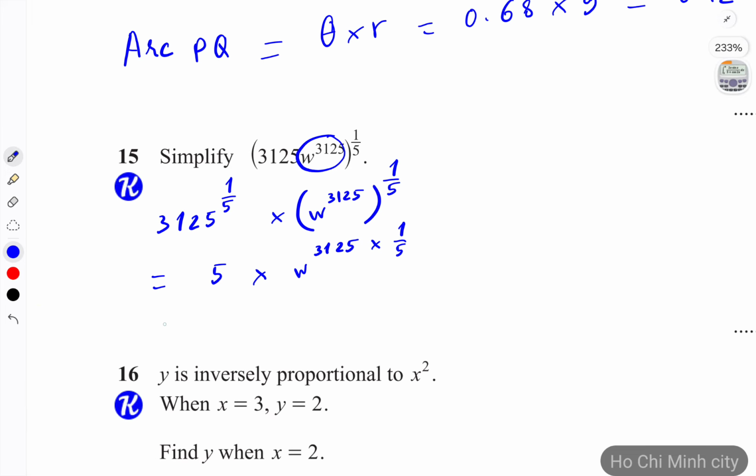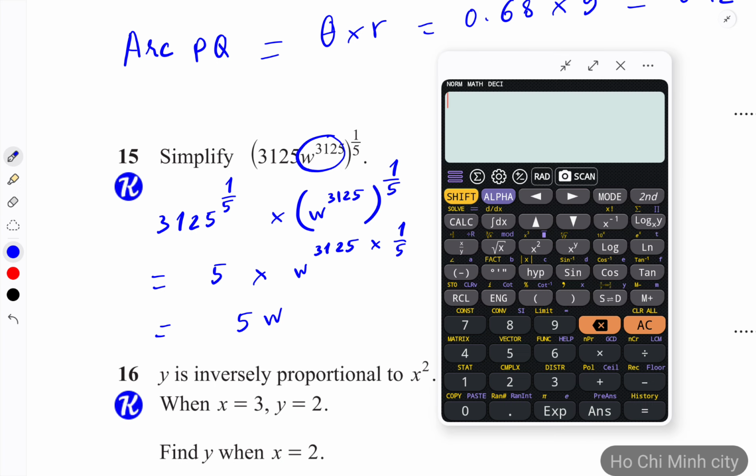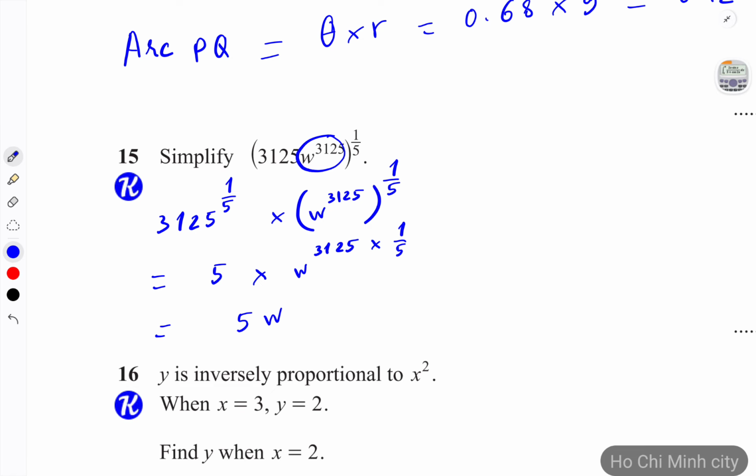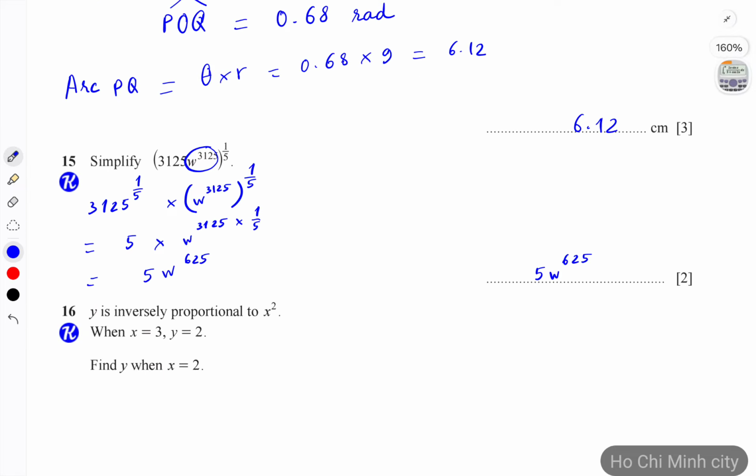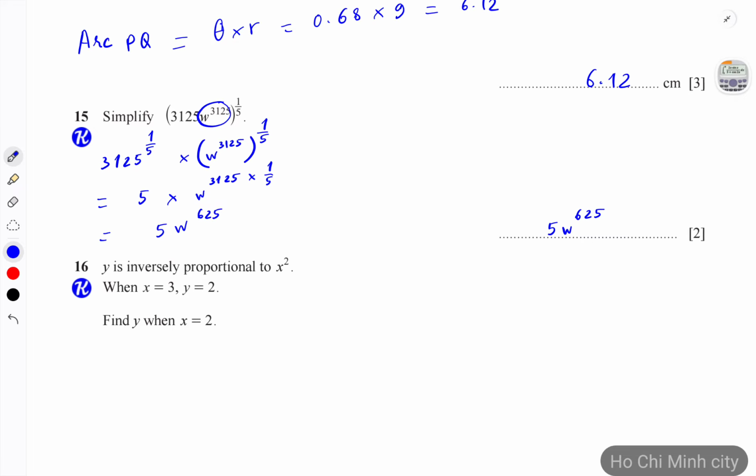All right. So that one is 5W. 3,125 divided by 5 is 625. So 5W to the power of 625 is the result of this question.